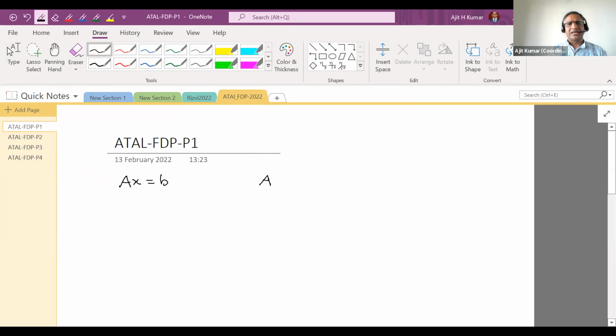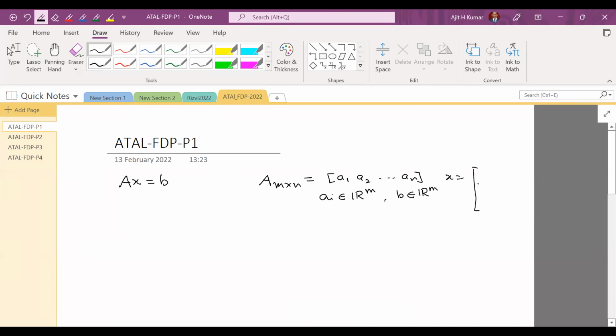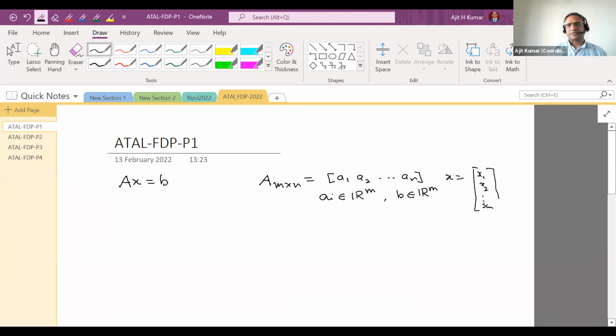Let us assume that A is an M cross N matrix, and I will write the columns of A as A1, A2, dot, dot, AN. So each Ai is a vector for me. This is a vector in Rm, as it has M coordinates. As a result, B also has to have M components, so it is also a vector in Rm. And X is the variables in Rn. I'll write this as x1, x2, dot, dot, dot, xn. Okay, so this is what we want to solve.